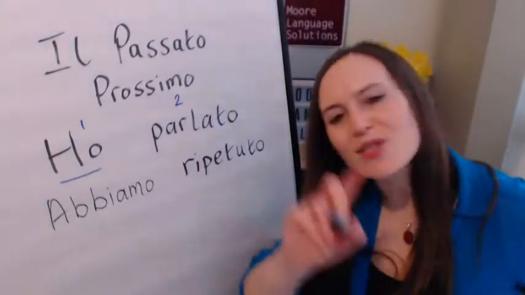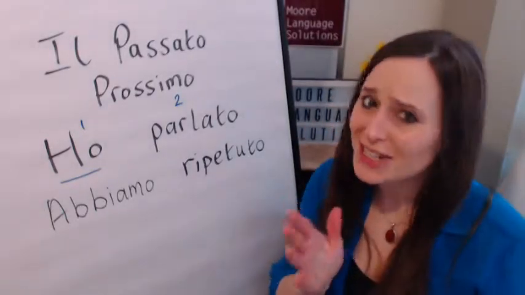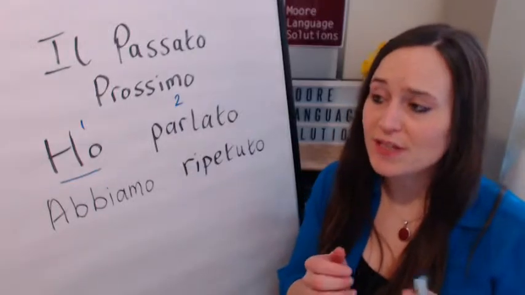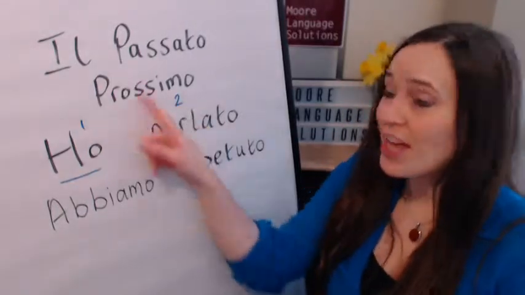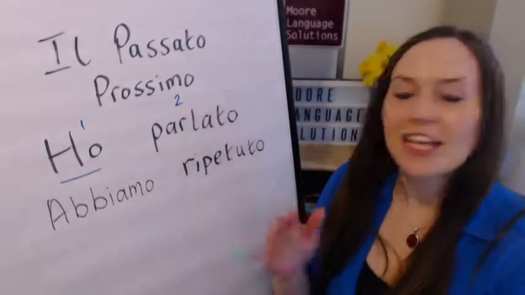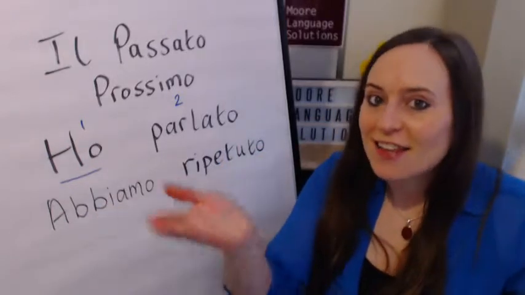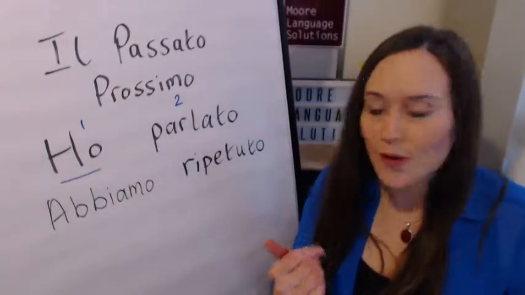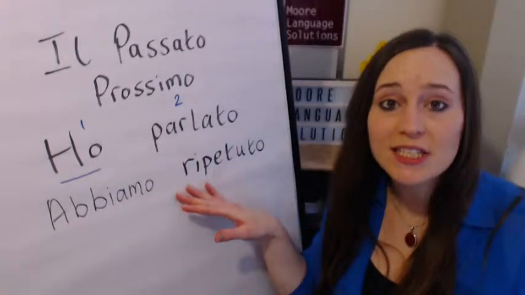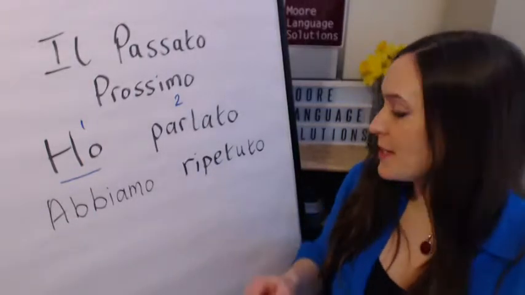Anyway, the fact that there are two ways of saying it in English and one way in Italian actually makes it easier for you, because you need to just remember how to form this passato prossimo, and then that will suffice for translating either the I have spoken or the I spoke. We repeated or we have repeated, whatever you've repeated.